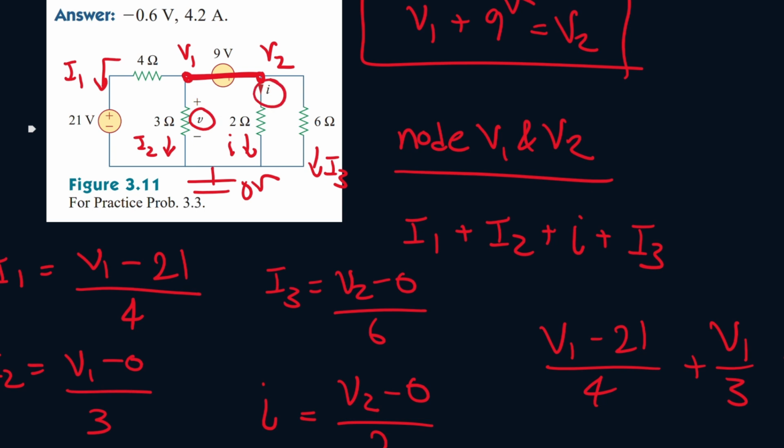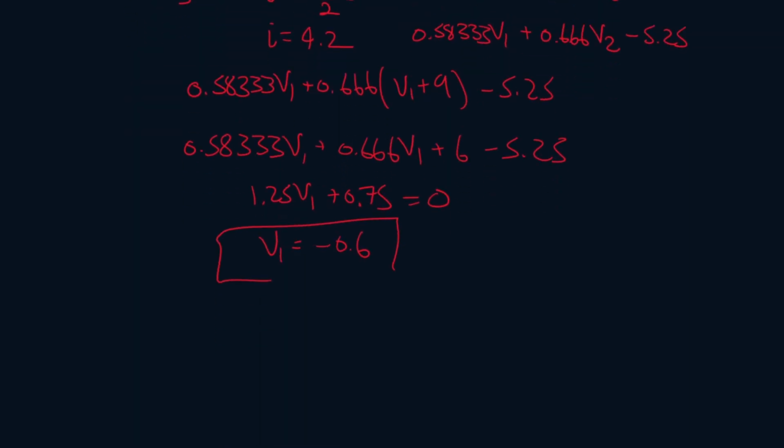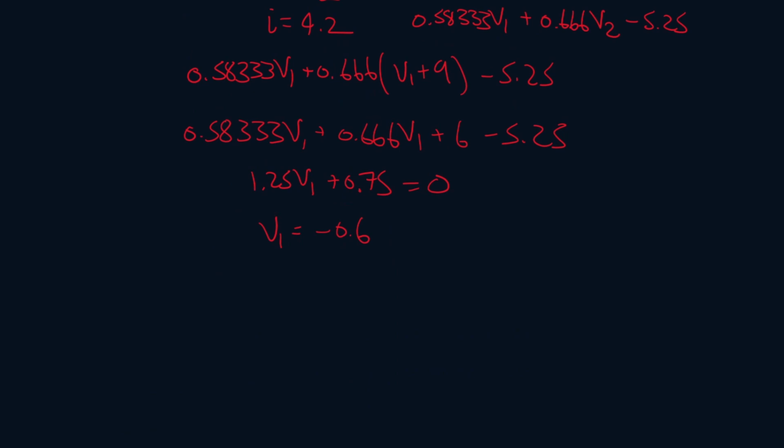Now let's solve for I. Notice that I would be equivalent to this, okay? So we have to find V2, and we can find V2 using this. So we know V2 is equal to minus 0.6 plus 9, which is 8.4. And now we have V2. So V2 is 8.4. Divide that by 2, and we have I equals 4.2. So we know what V is. V is minus 0.6 volts, and I is 4.2 amps.